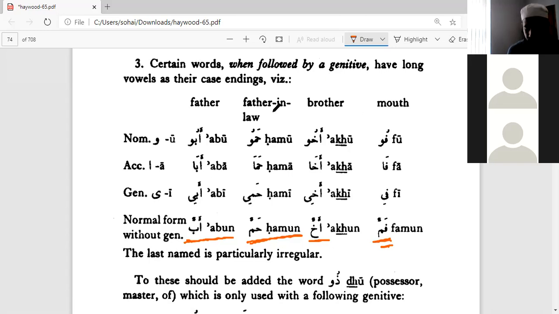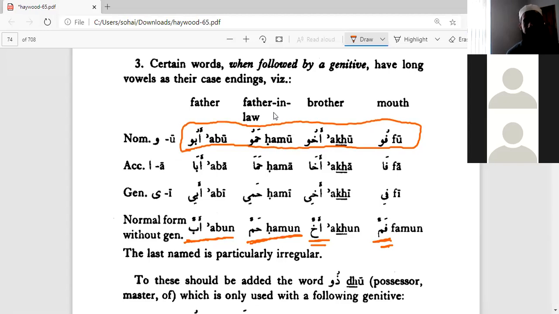So what are the special features? The special feature is that when they are nominative, they follow this scale. You could just memorize this, to be honest, but you could see there's a clear pattern. The first letter has a fatha, and then the second letter has a dhamma, and then there's a waw: abu, which means father, hamu, which means father-in-law, ahu, brother, fu, which means mouth. This is all in nominative case when they're going to be what?